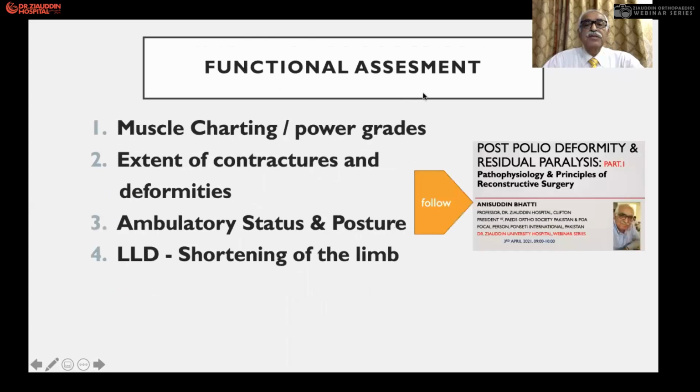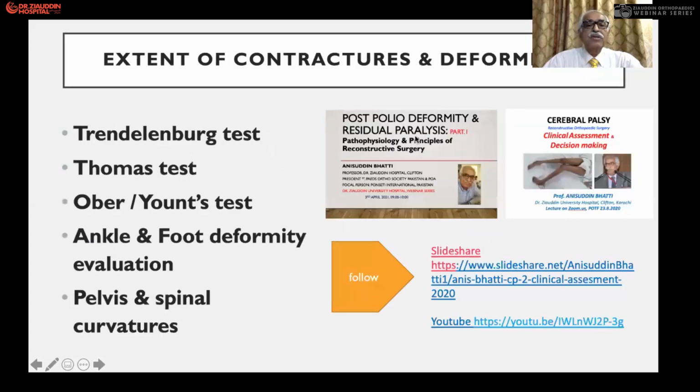We have also discussed the functional assessment to be done with muscle charting, power grading of the muscles, extent of the contractures and deformity the patient has, ambulatory status and the posture the patient is adopting, and any limb length discrepancy. This is available in my previous two lectures, part 1 and part 2.